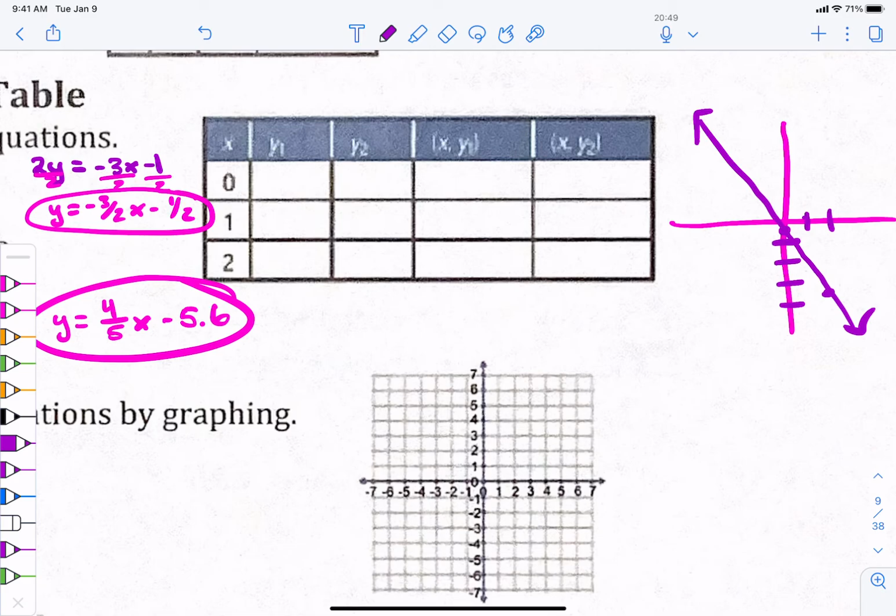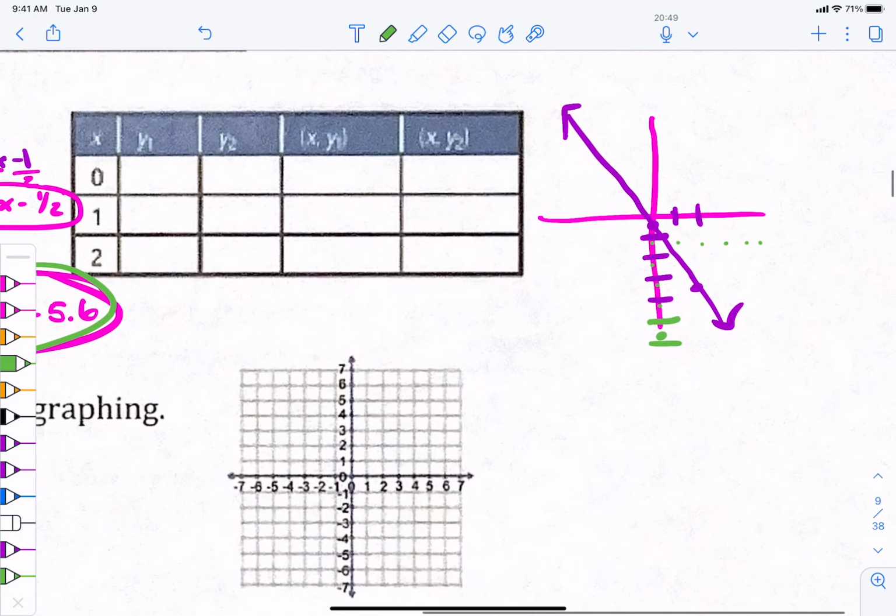And then the next one, we go to negative 5.6. I'm going to graph it in green. Negative 5.6. 1, 2, 3, 4, 5.6 is about there. I'm going to put a dot. And then from there, I go up 4 and over 5. So 1, 2, 3, 4 up, and over 1, 2, 3, 4, 5-ish. Something like that. Oh boy, my line is really curvy. All right, something like that.